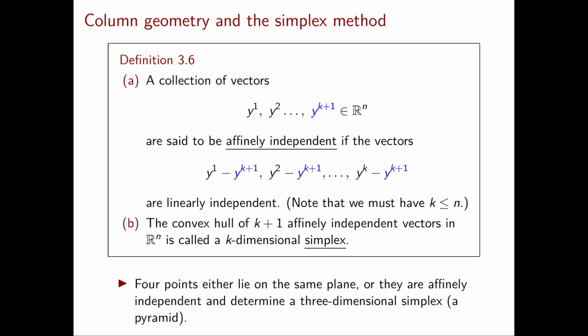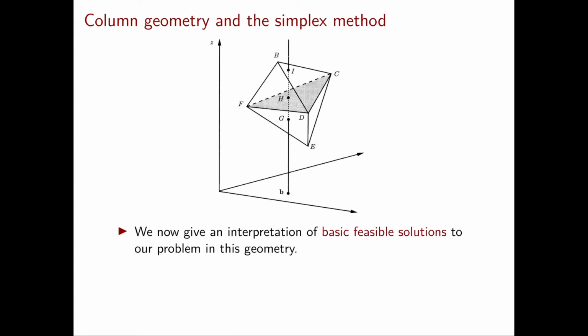What if we have 4 points? Also here there are only two cases. They either lie on the same plane or they are affinely independent. If they are affinely independent, then they determine a three-dimensional simplex, which is the pyramid obtained as the convex hull of these 4 points. Now that we know what is a simplex, we can give a geometric interpretation of basic feasible solutions.